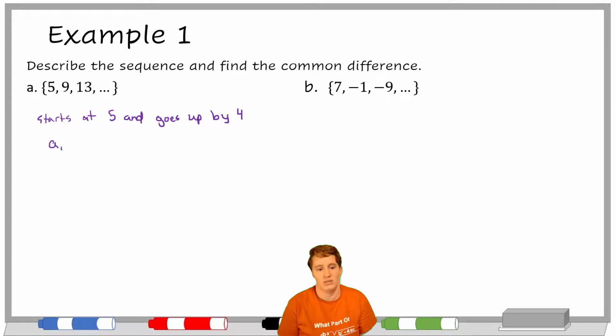Another way to write that would be to use our notation. A1 is 5, and D, which is our common difference, is 4. So hopefully that seems pretty straightforward and easy.